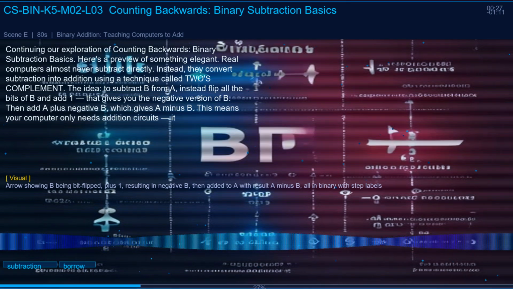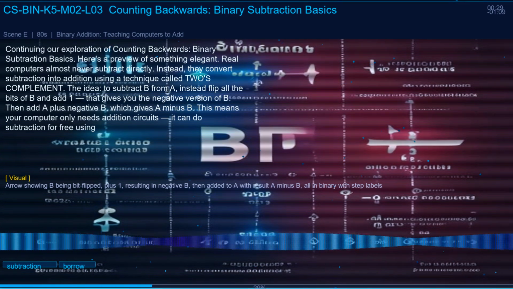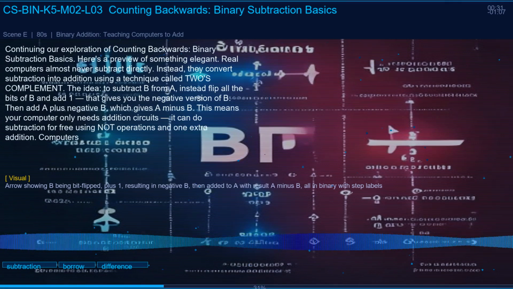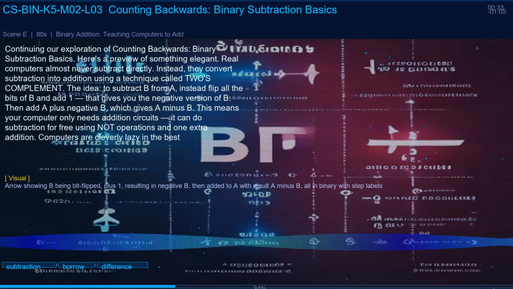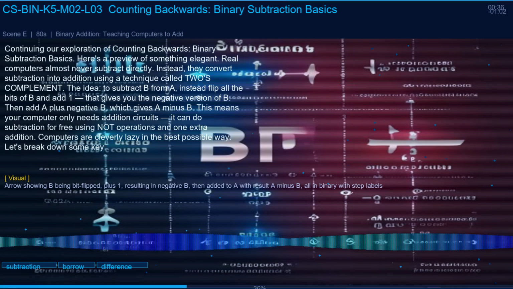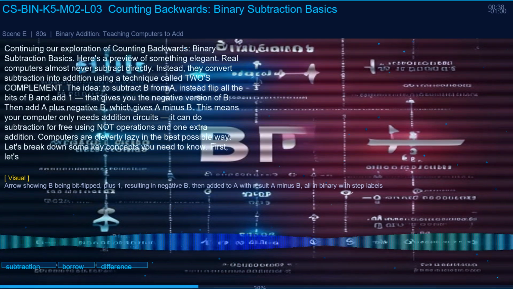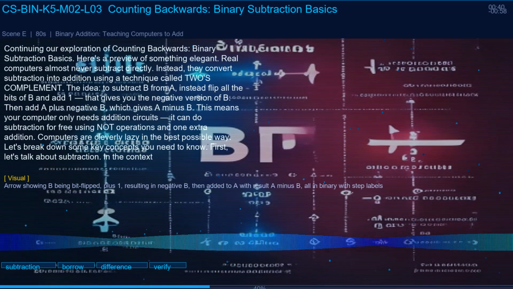Then add a plus negative b, which gives a minus b. This means your computer only needs addition circuits. It can do subtraction for free using not operations and one extra addition. Computers are cleverly lazy in the best possible way.